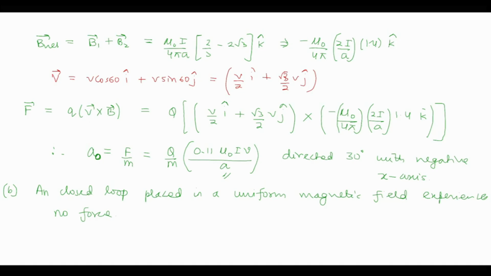Now the next part, the question is asking us about the torque acting on the loop in the magnetic field. So the value of external torque is written by the expression m cross B, where m is written as I N A vector.